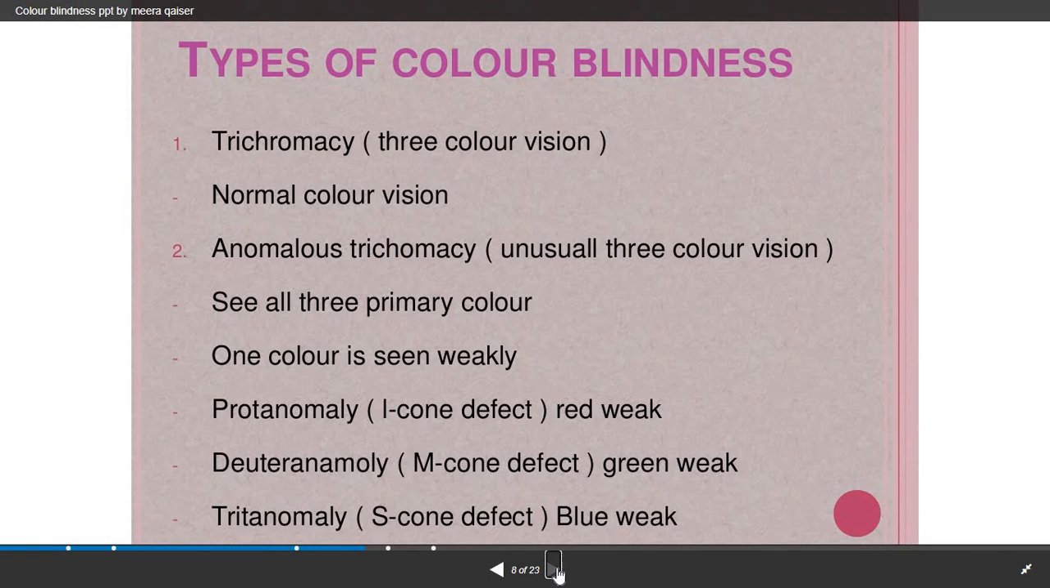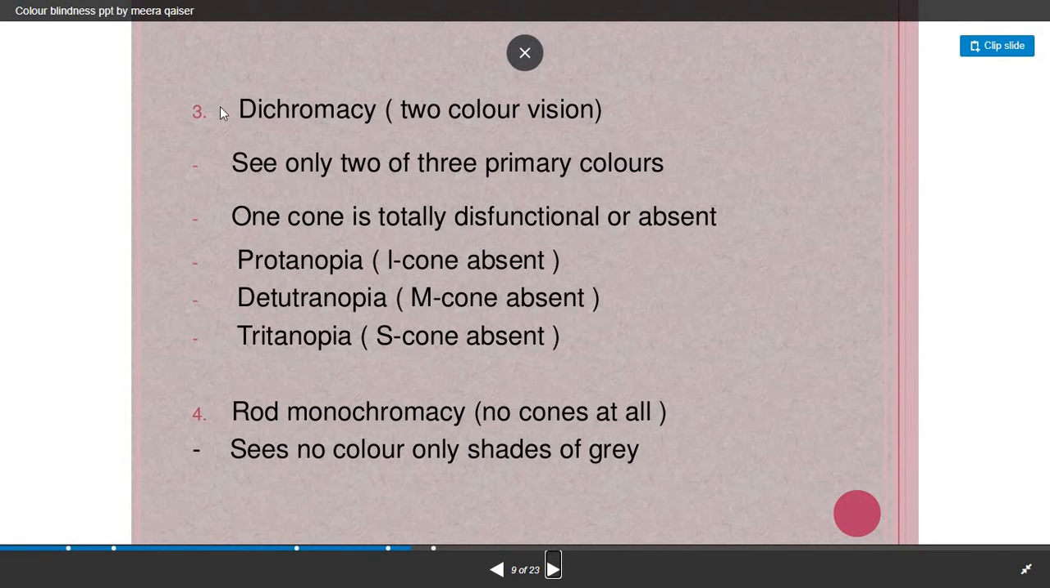Now the third type is dichromacy, that is two color vision. The individual can only observe two of the primary colors. Here one cone is totally dysfunctional or absent. Protanopia, that is the L cone is absent; deuteranopia, that is the M cone is absent; and tritanopia, that is the S cone is absent.